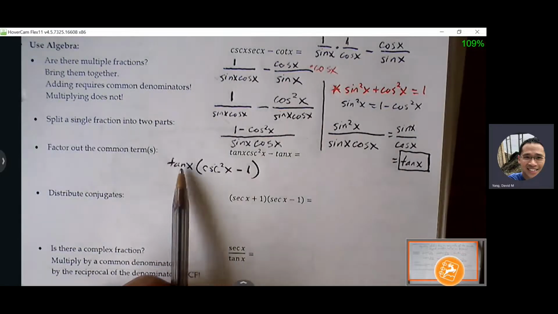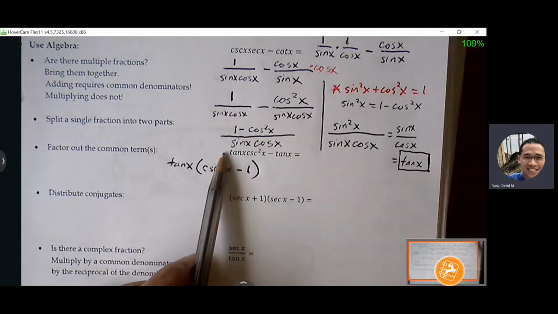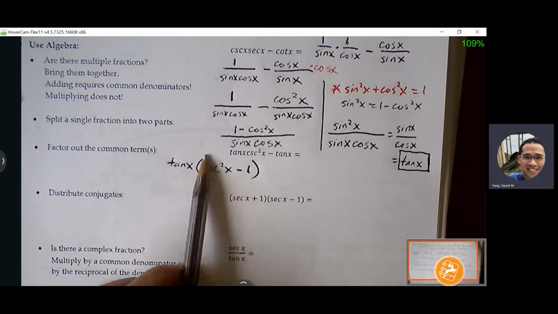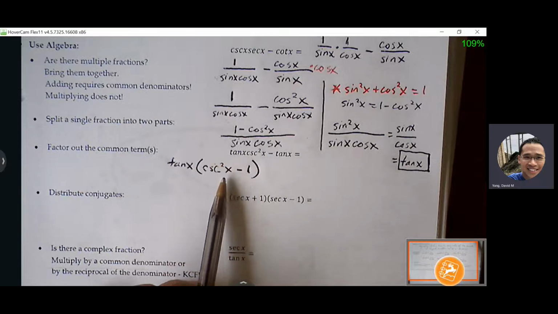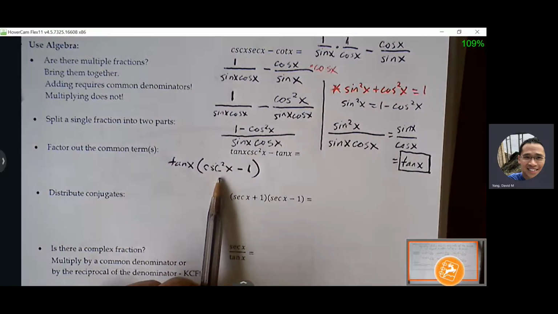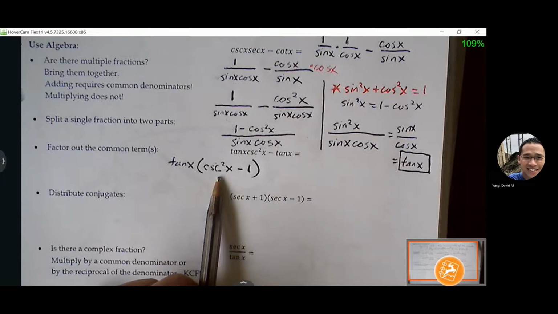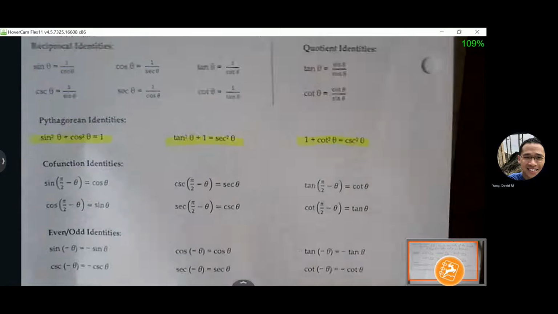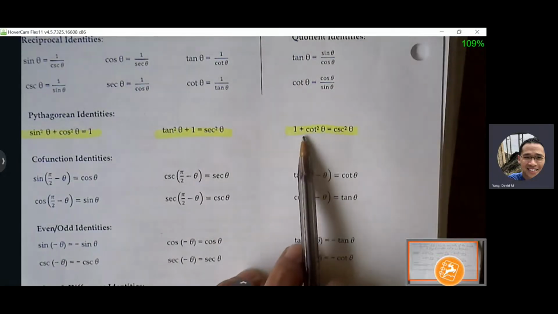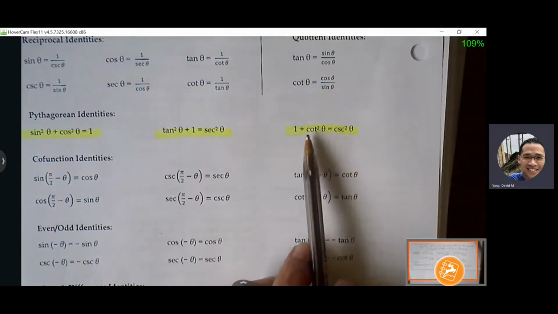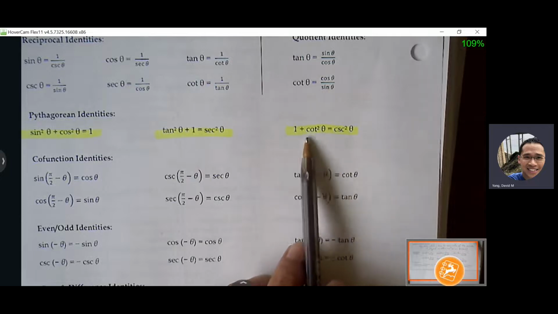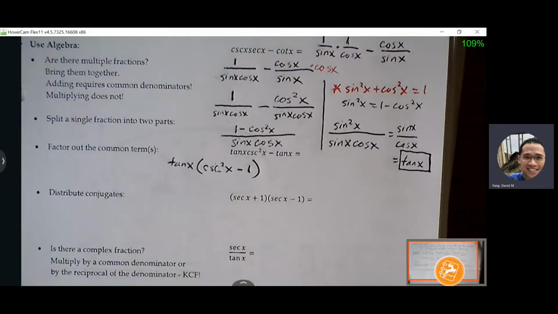So this tangent of x is just sitting out here. Not much we can do here, but this cosecant squared x minus 1, maybe there's something that we can do here. Do you recognize that? Is there an identity that looks like this? Okay, look at this one here. 1 plus cotangent squared equals cosecant squared. Is there a way to rearrange this so that we can find a substitution for that? Okay. So let me write that out here.